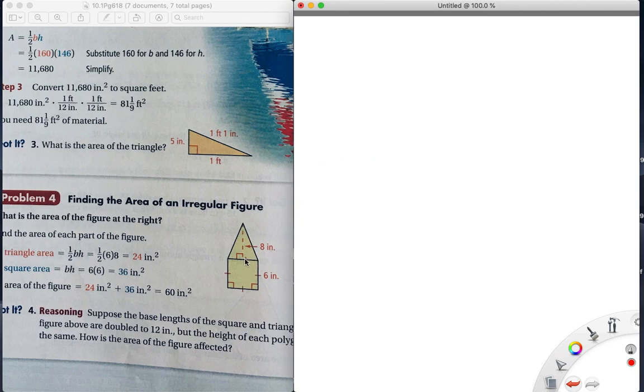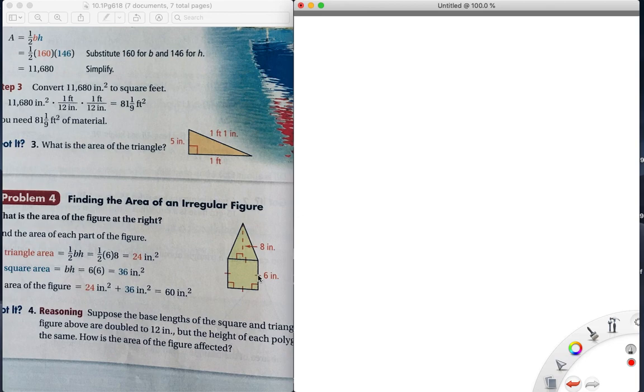I see a square. All sides are the same. They're all congruent. All 90-degree angles. And I also see a triangle. So I'm going to add my area of the triangle plus the area of the square. The triangle has a height of 8 because it forms a 90-degree angle. The base is 6 because all 4 sides are the same. So this is 6, then that's 6, then that's 6, then that's 6. So it has a base of 6. So the area of the triangle is 1/2 base times height, which is 1/2 times 6 times 8, which is 24 inches squared.